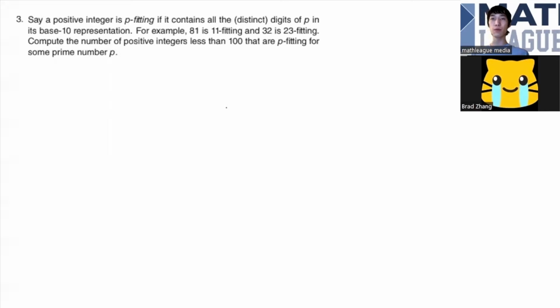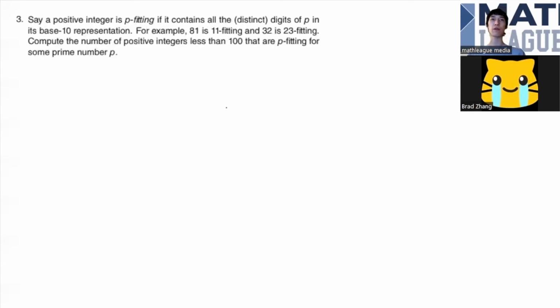So we're looking for numbers that contain all of the prime number's digits. But another way to think of this is we're looking for numbers where we can create a prime number using only the number's digits. Take a look at the examples, right? 81 is 11-fitting because you can create 11 using only the digits 8 and 1, and 32 is 23-fitting because you can create the prime number 23 using only the digits 2 and 3.